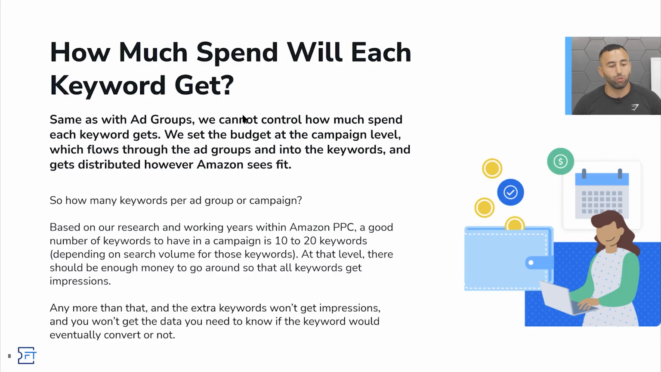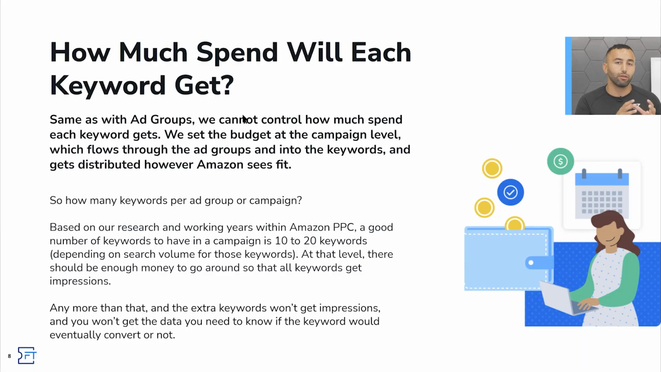Now, within each of those ad groups, you'll have 5 to 10 keywords. We're going to talk about the best practices for how many keywords to have in each ad group. And then we're also going to talk about how Amazon is going to spend the money from the campaign budget in those keywords. So, how much spend will each keyword get?